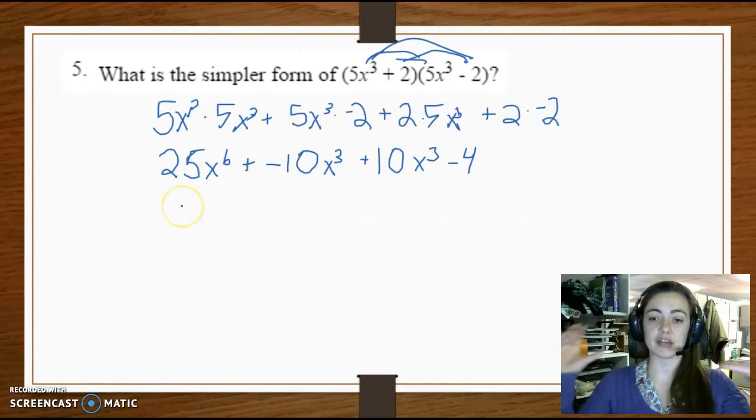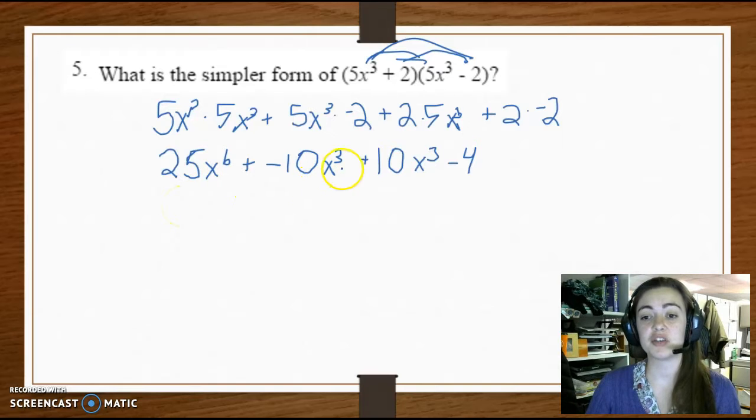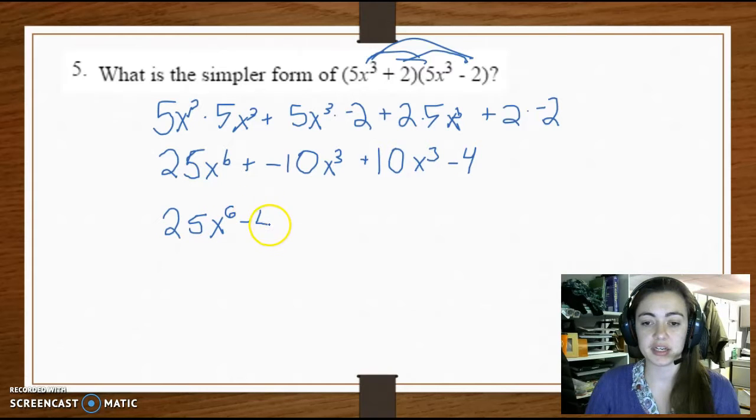So combining like terms, I see the like terms of x cubed and x cubed. So negative 10x cubed plus 10x cubed, that's 0. So our final answer would be 25x to the 6th minus 4.